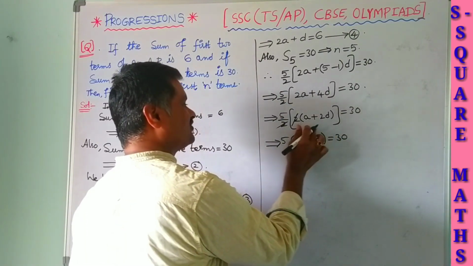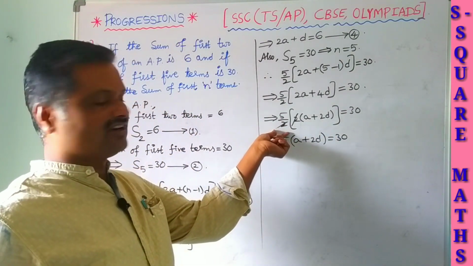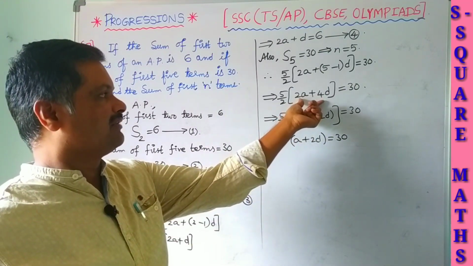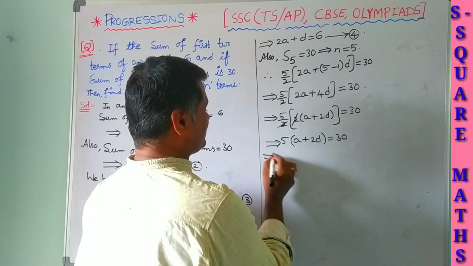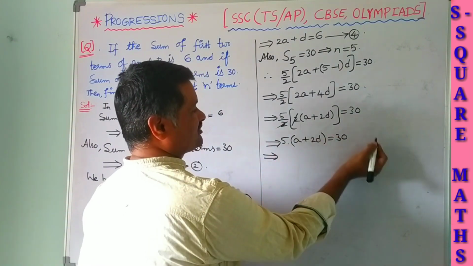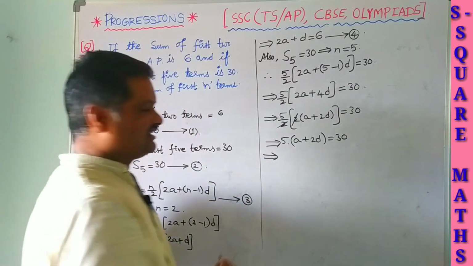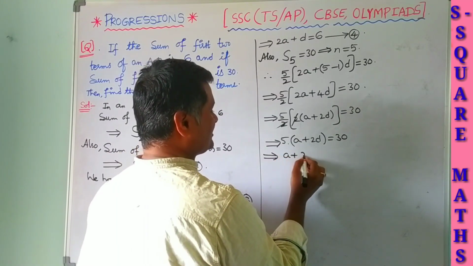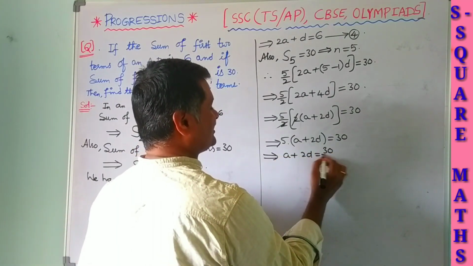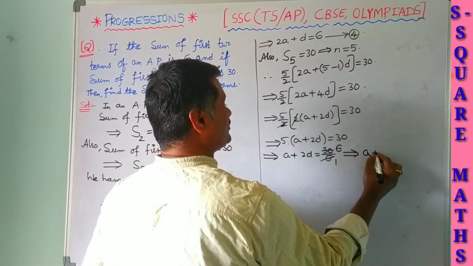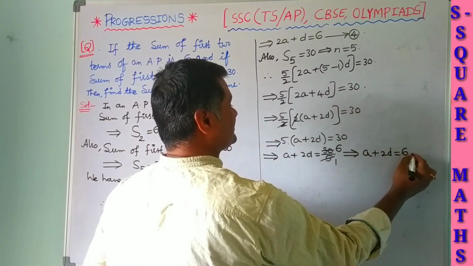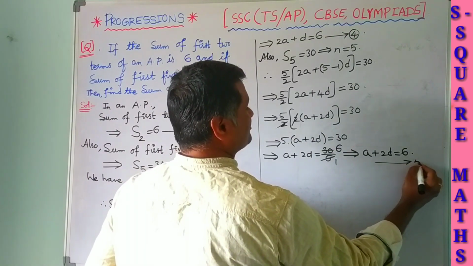So what did you observe here? Here in the denominator 2 is vanished by taking 2 as common. Here the possibility to take 2 as common. So now the operation between them is multiplication. Transposing that side means it becomes division here. So a plus 2d is equal to now 30 by 5, which finally gives you 6. So a plus 2d is equal to 6. So mark as equation number 5.